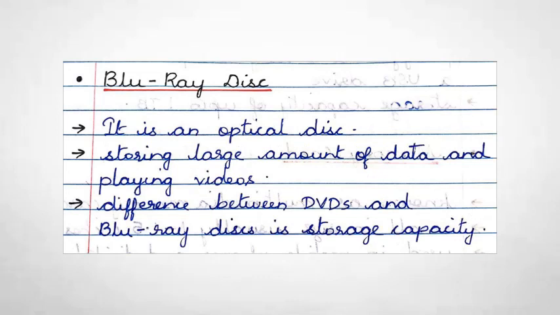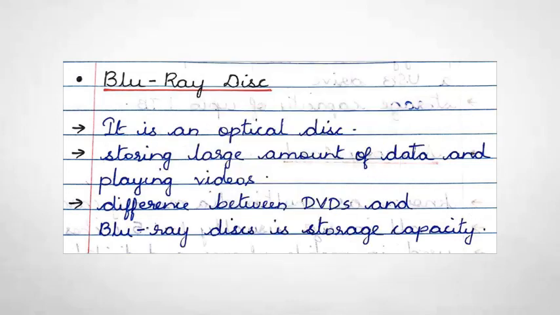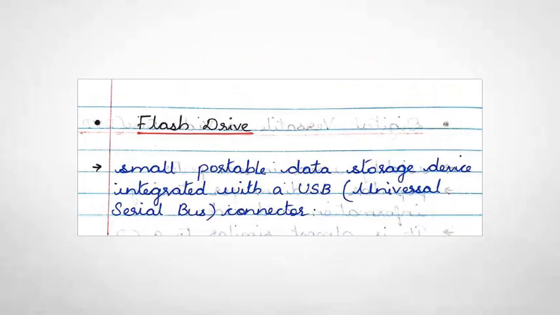Next one is Blu-ray disc. It is an optical disc. It is used for storing large amount of data and playing videos. Storage capacity is the main difference between DVDs and Blu-ray disc. Next one is flash drive. It is a small portable data storage device that is integrated with a USB, that is Universal Serial Bus Connector.